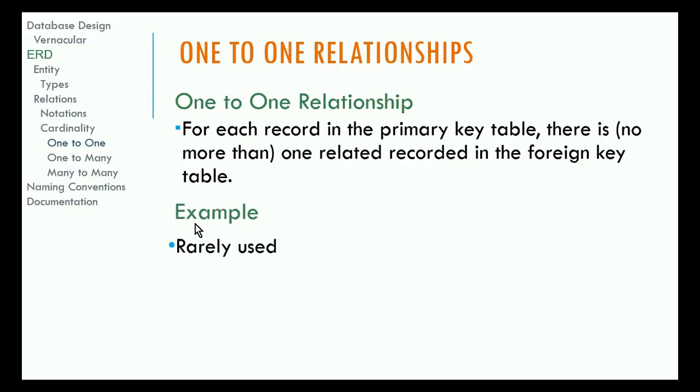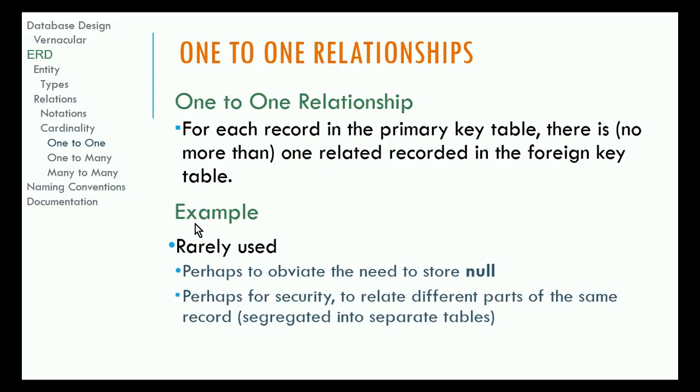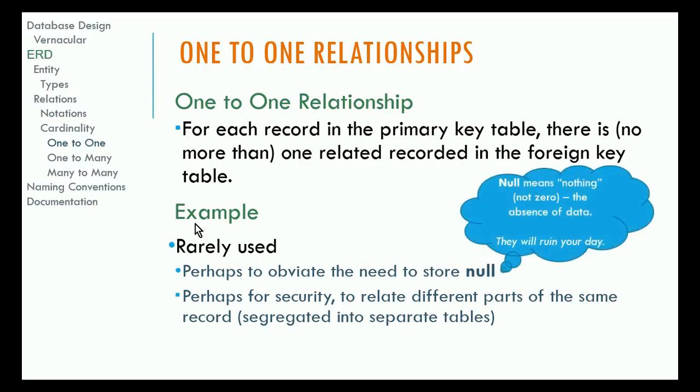So there's a couple different examples, but you won't see one-to-one relationships very often. Many of you, when you create an ER diagram, may not see any one-to-one relationships because they're not commonly used. But one way you could use them is to obviate the need to store null values in a table. Another place that we see them sometimes is for security, to segregate different parts of information about a single entity if you need to store it in 2 different places.